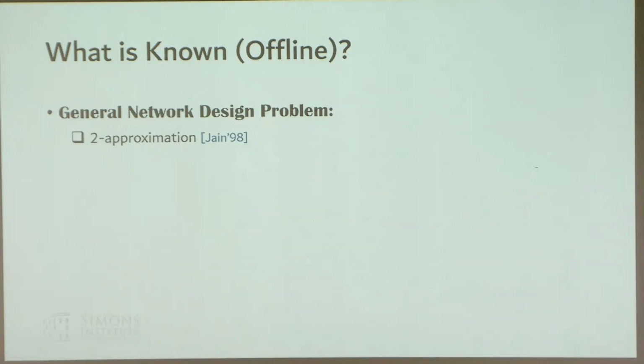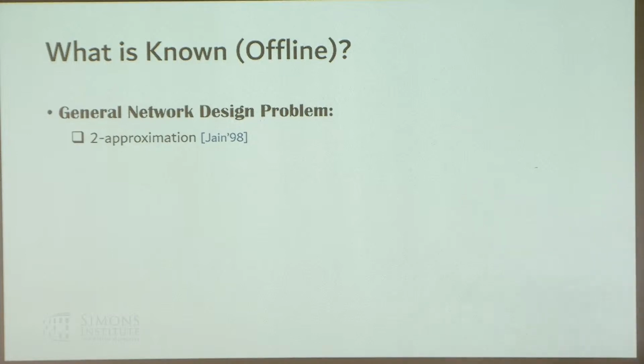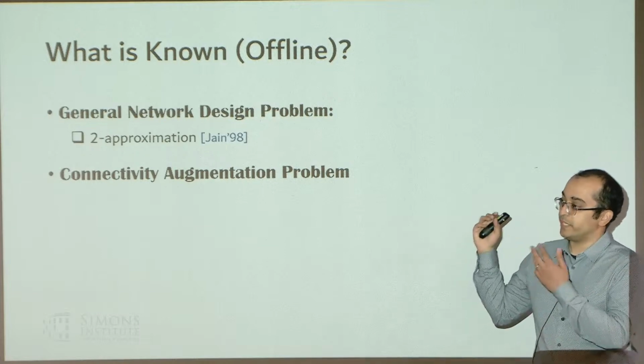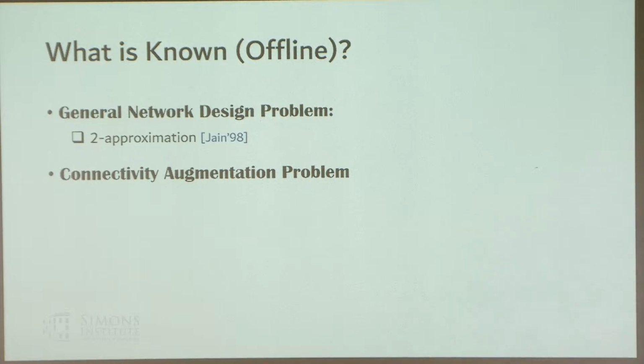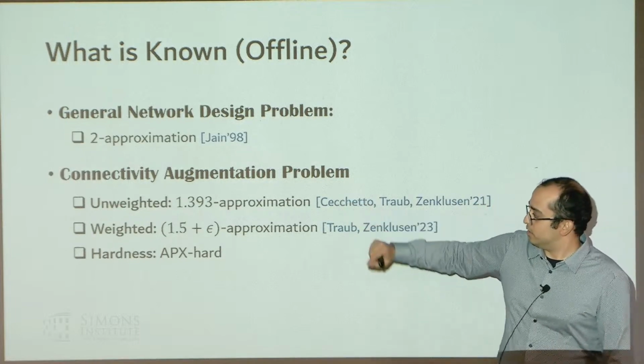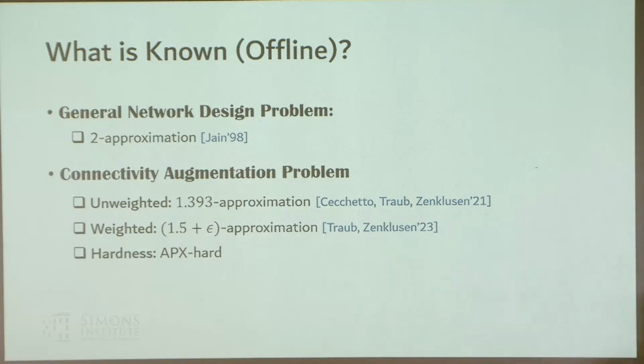Okay, before going to the streaming setting, let's see what we know about it offline. For the general network design problem, as I mentioned, there is the iterative rounding approach of Kamal Jain that gives a 2-approximation. Somewhat surprisingly, this is the best approximation that we know for this problem, and even for many of its special cases. It was the case for the connectivity augmentation problem till very recently. But now we know there are better approximation guarantees for connectivity augmentation in both the unweighted and weighted cases. This is a very recent result, in a sense. And we know that these problems are APX-hard.